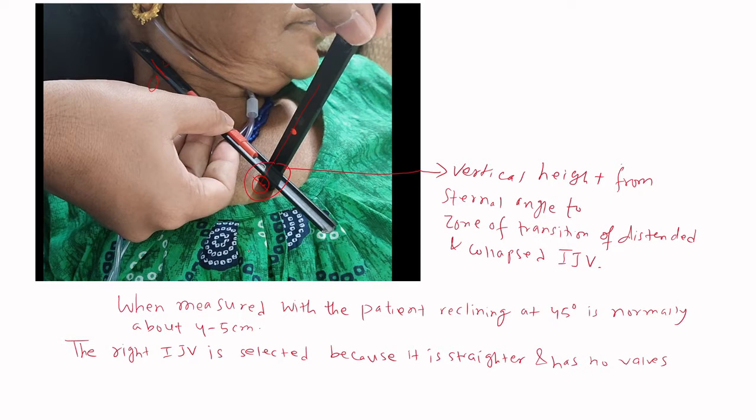When measured with the patient reclining at 45 degrees, normally this height is about 4 to 5 centimeter. If it is above that, then the JVP is elevated. And I have measured it on the right side. Why is the right internal jugular vein preferred? Because the right internal jugular vein is in a straight line, it is straighter and has no valves.